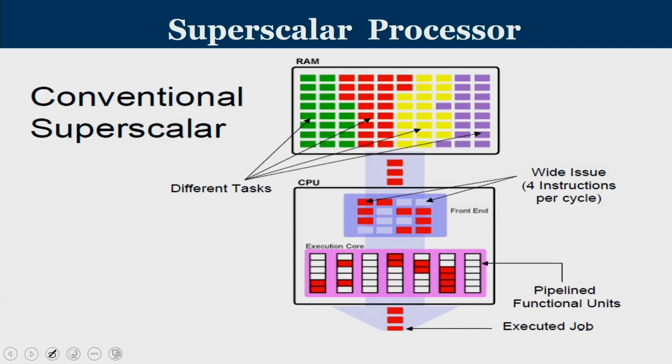So your conventional superscalar processor, what is given in the diagram is you have a RAM. You can assume that your main memory consists of 4 different programs shown by 4 different colors. Let's say green, red, yellow and violet. And each of the smaller boxes represent instructions. Now in superscalar what we do is, you are bringing multiple instructions together.